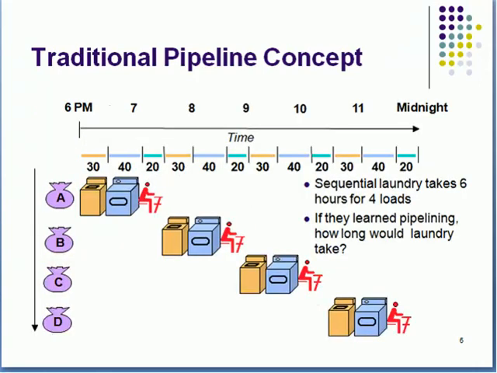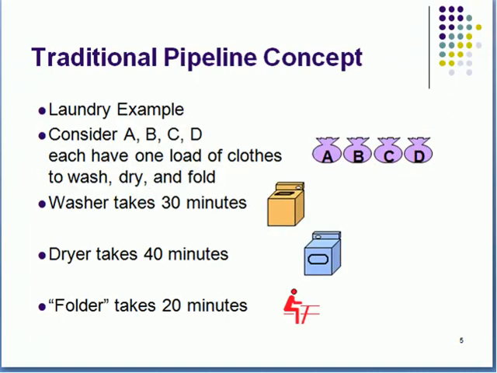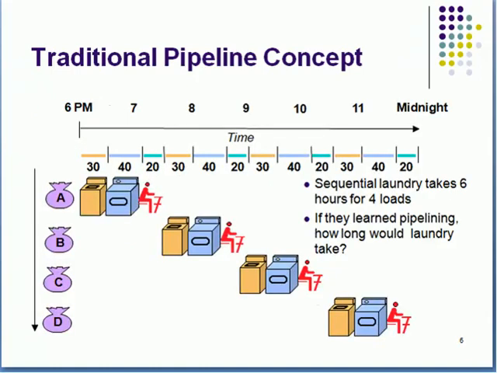If A, B, C, D want to make use of this process, let us assume A does the washing, drying and folding first. A will take 30 minutes for washing, then 40 minutes for drying, and then 20 minutes for folding. After A completes the task, it is given to B. B will take another 30 plus 40 plus 20. Then it is given to C, which will take another 30 plus 40 plus 20. Likewise it goes on.